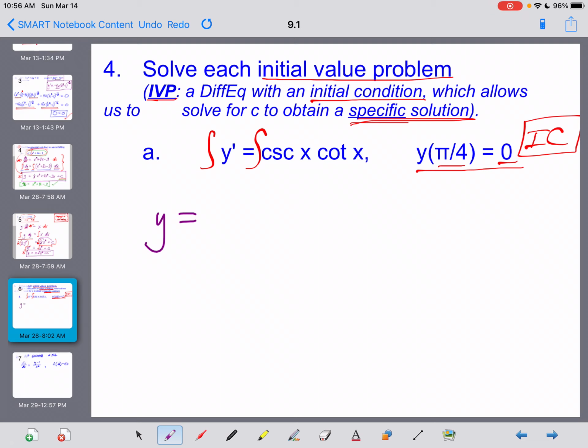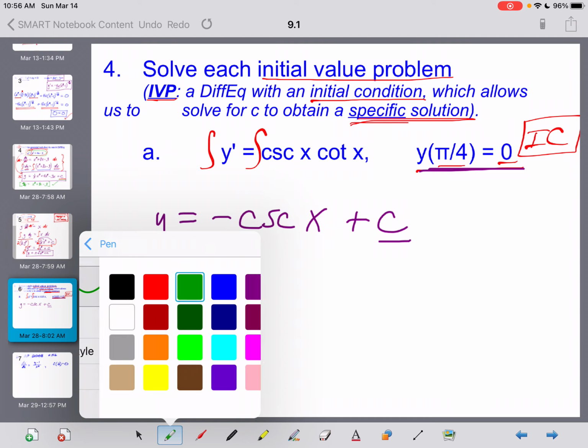And now, as I'm hoping you guys recall, negative cosecant of x, cotangent of x, is the derivative of cosecant of x. So this right side is going to become negative cosecant of x. All right, and a plus c at the end of all that. So what we have right here, everybody, is the general solution to this differential equation. Now it's time to use the initial condition to try to figure out the value of c.